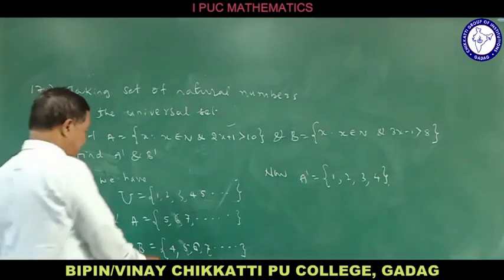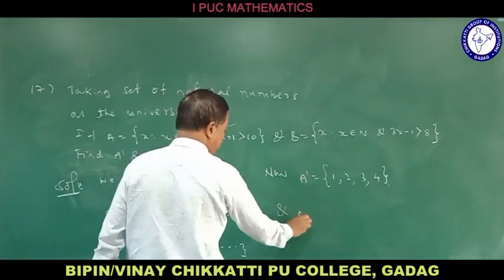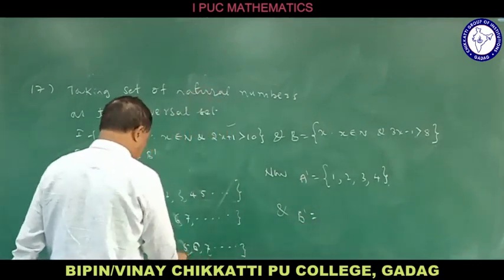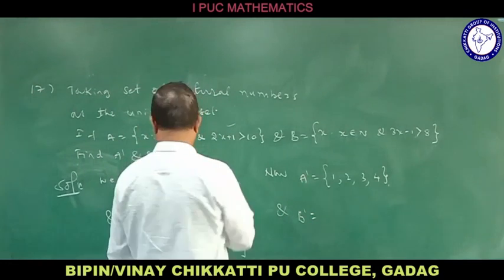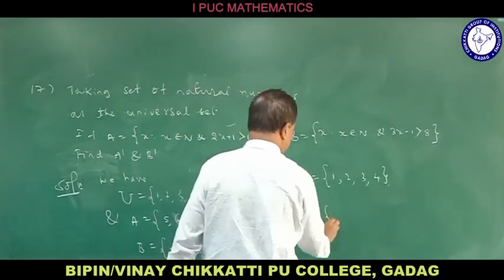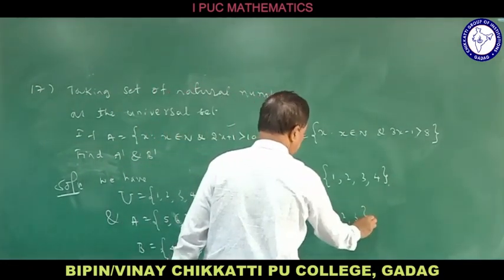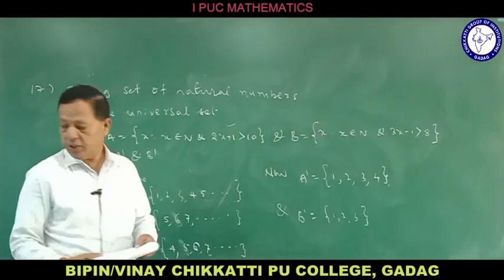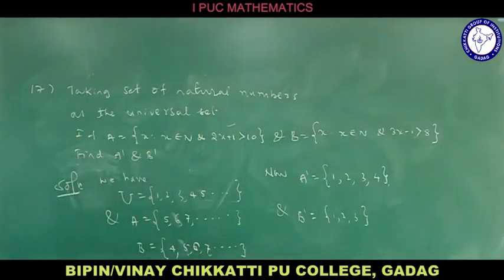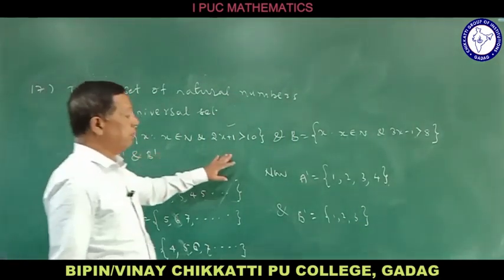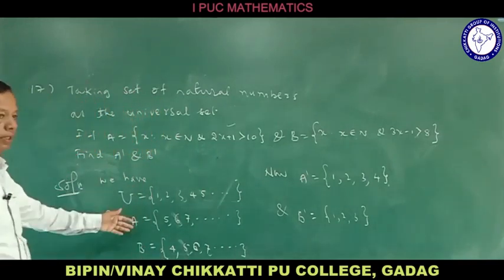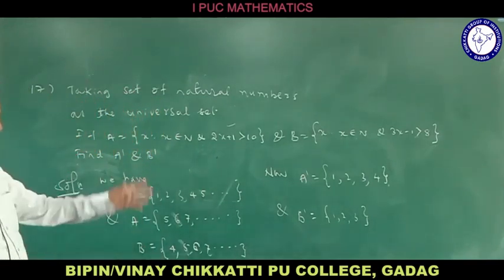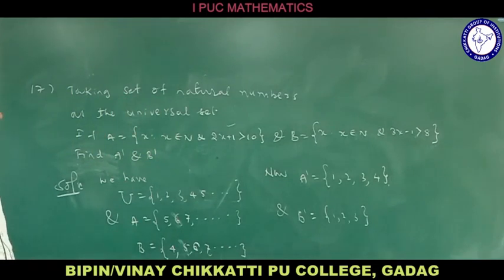So likewise B dash, the same complement you have to see, only excluding these numbers. Excluding these numbers, in the universal set you have 1, 2, 3. So these are the elements you can see in the A complement and B complement. I hope you understood how you write the complementation, because these A and B are in set builder form, and we have written them in roster form. Then we have written A complement and B complement.